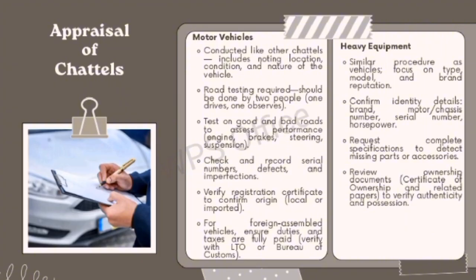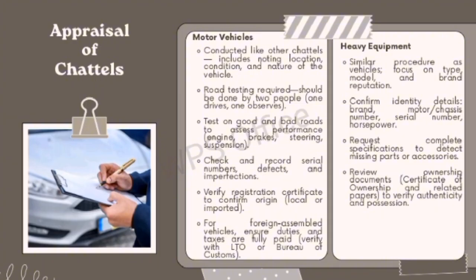Like the vehicle is brand new with a shiny exterior and no visible damage. Nature of vehicle means the type or kind of vehicle, like car, truck, motorcycle, and its specific features or purpose. In road testing, it should be done by two people.